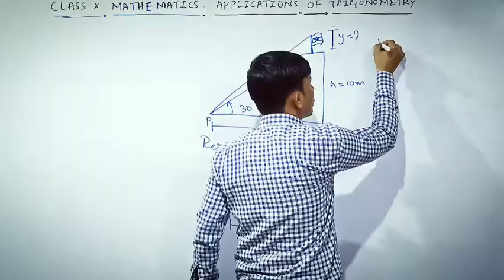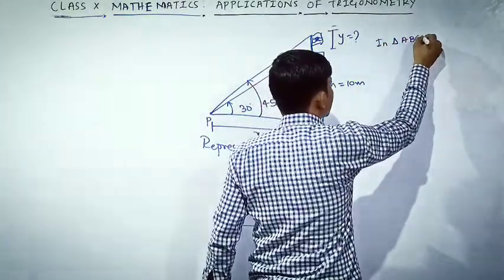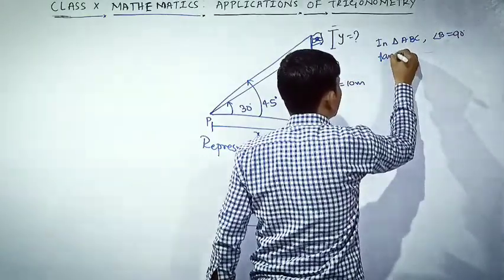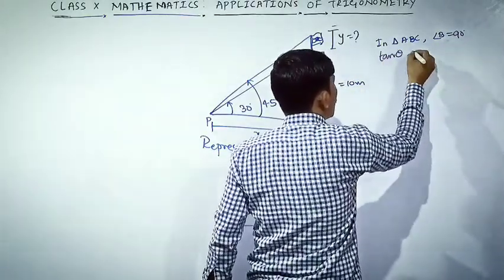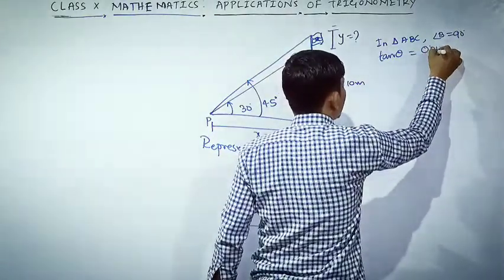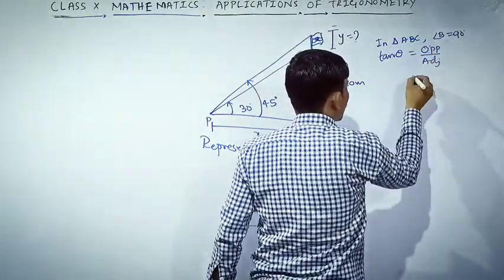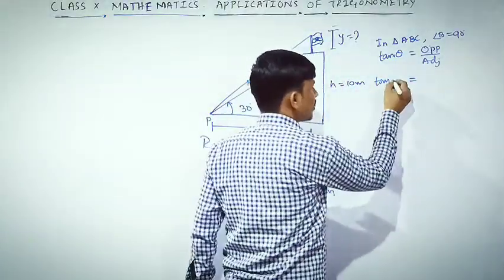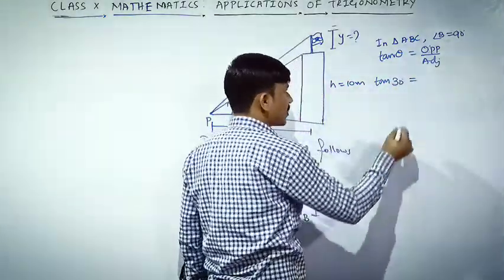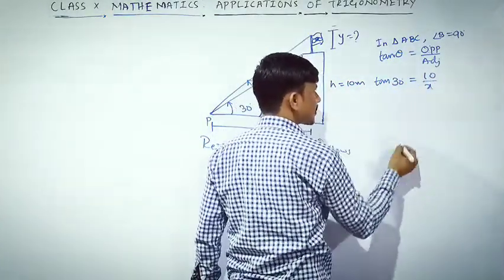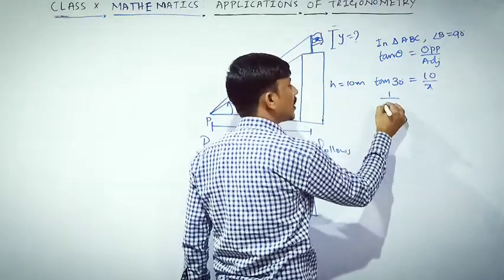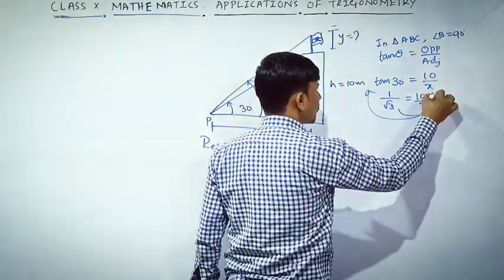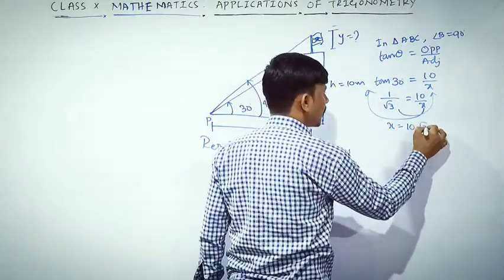In triangle ABC, right angled at B, then tan theta is equal to opposite divided by adjacent. Okay, what is theta value? 30. Theta value is 30 degree. This is 30 degree angle. What is opposite? 10. What is adjacent? X. Tan 30 degree value 1 divided by root 3 is equal to 10 divided by x. Cross multiply, then x equal to 10 root 3 meter.